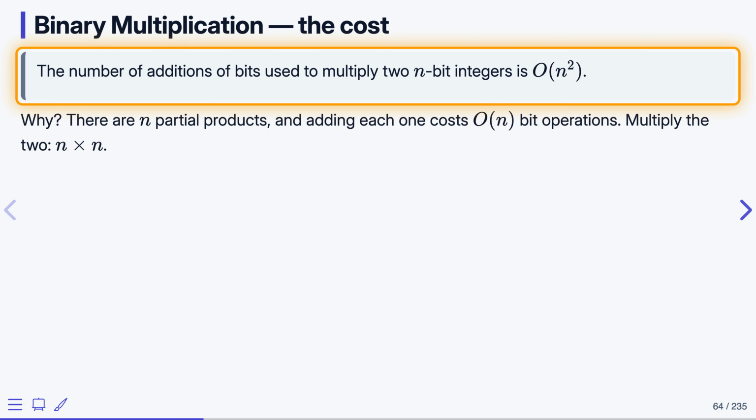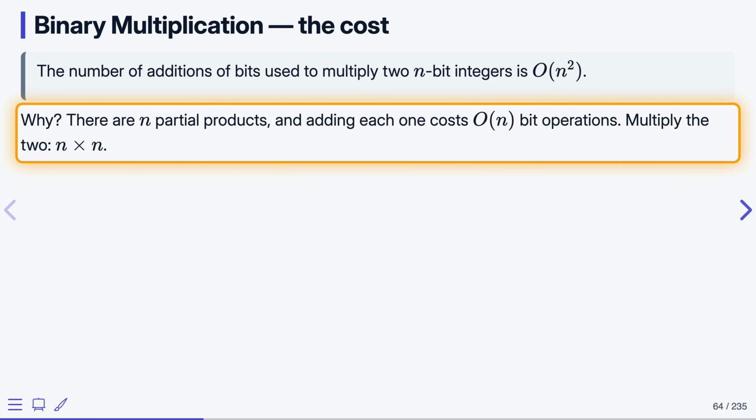And what does multiplication cost? Multiplying two n-bit integers takes big O of n² bit additions. Counted in two parts. There are n partial products, one for each bit of B, and adding each partial product costs about n bit operations, as we just saw. Multiply the two counts together. n times n is n², so multiplication is much more expensive than addition.